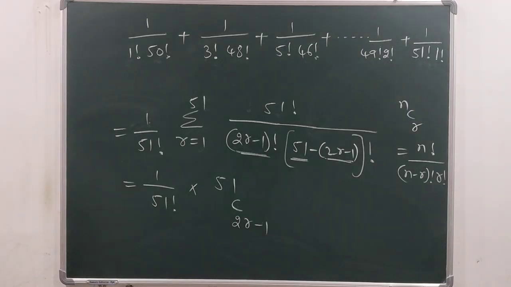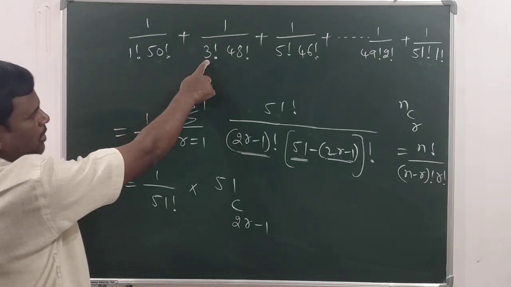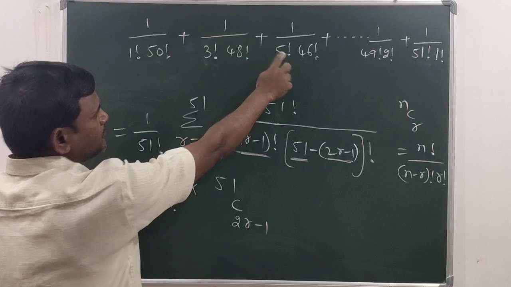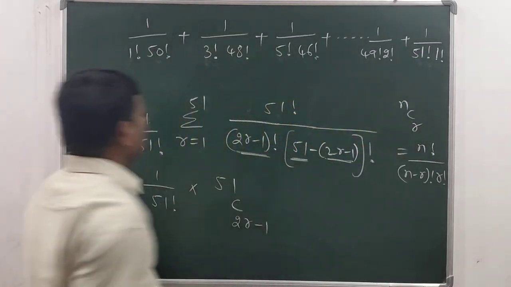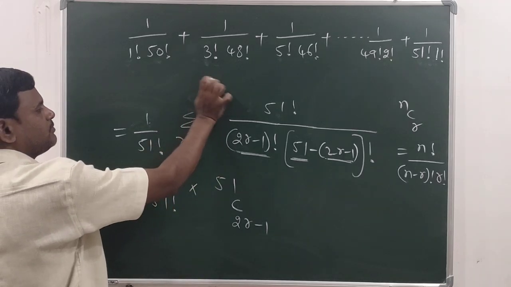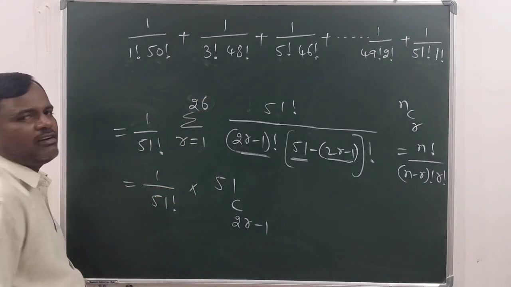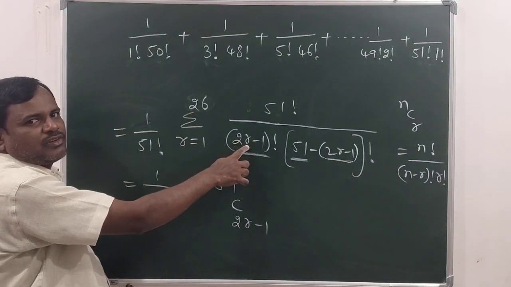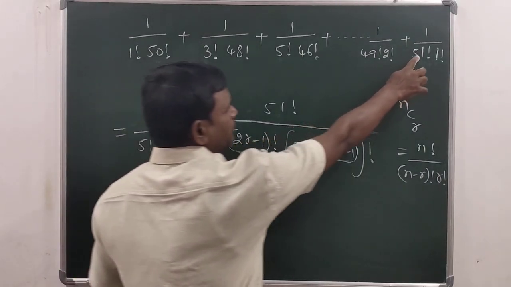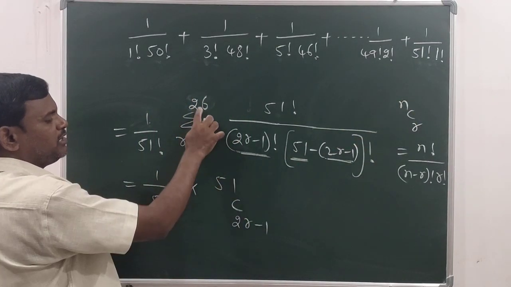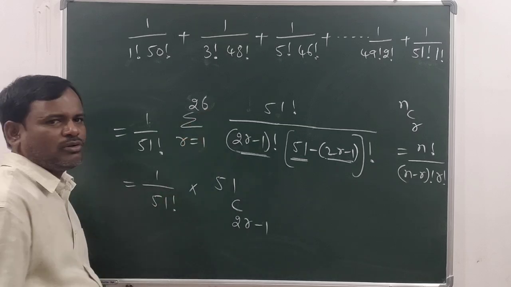Now, how many terms are there? This is first, this is second, this is third. So this will be 26 twos. Yes, 26 terms are there, because here 2 into 26 is 52, 52 minus 1 is 51 you are getting. Hence, put R equal to 26. R is running from 1 to 26, no?